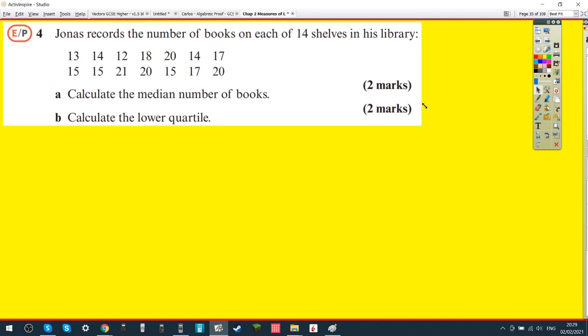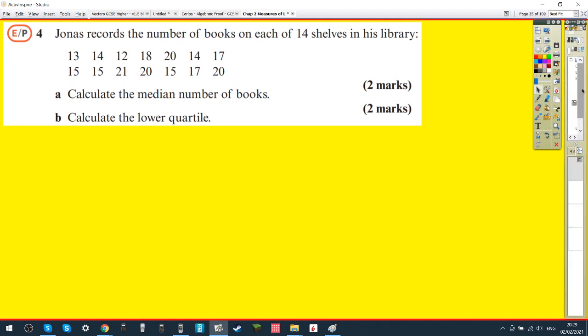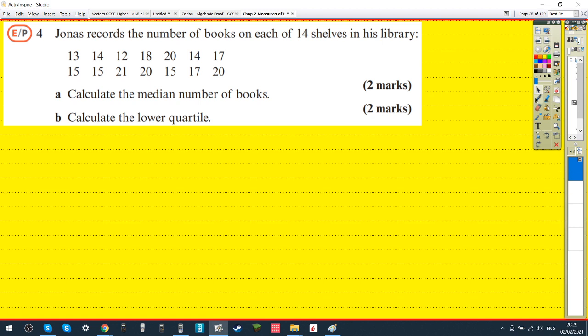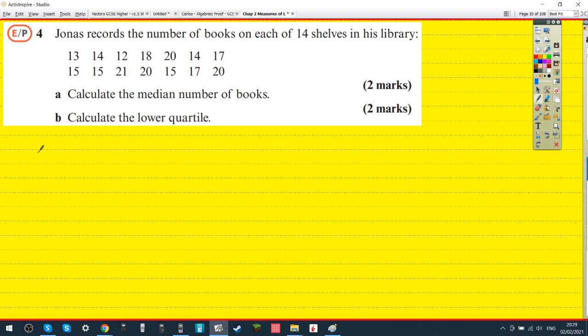Sorry, the lower quartile. Hopefully I said that. As I did the calculation, a quarter of 14 plus 1 is 3.75. Okay. So it'd be 12.75. Let's see.